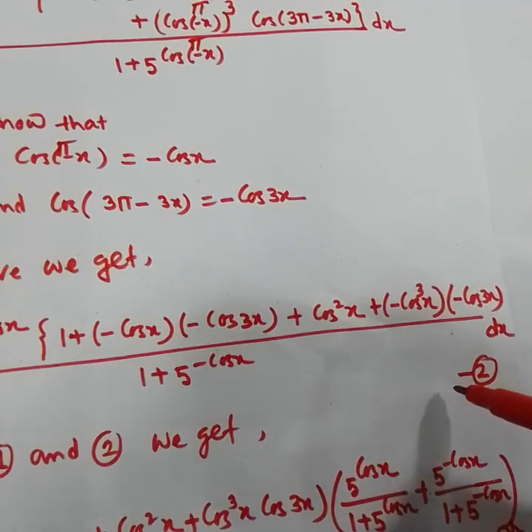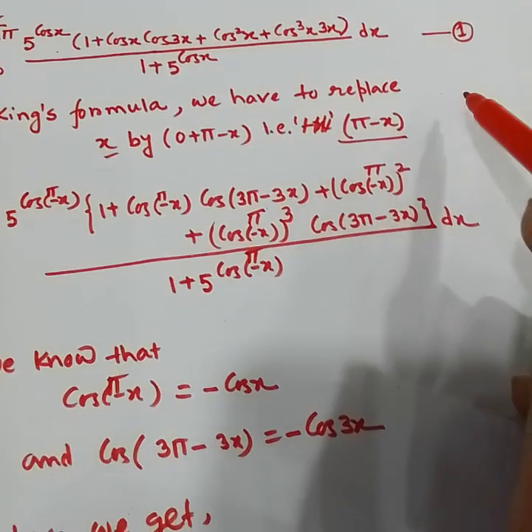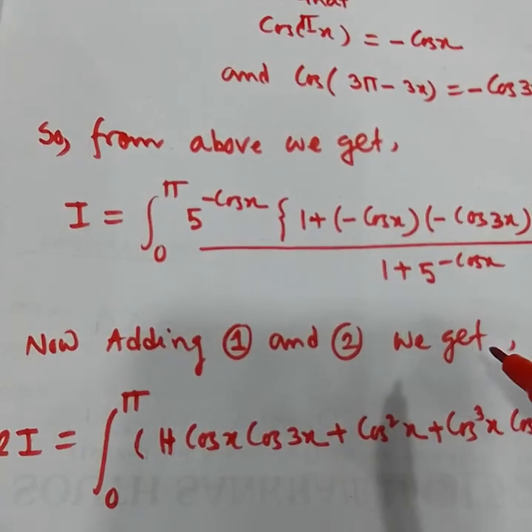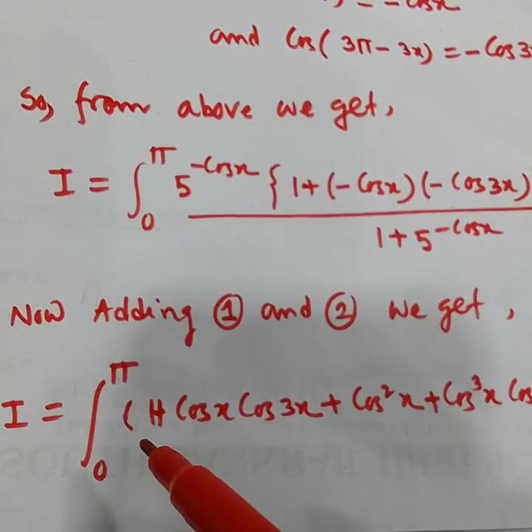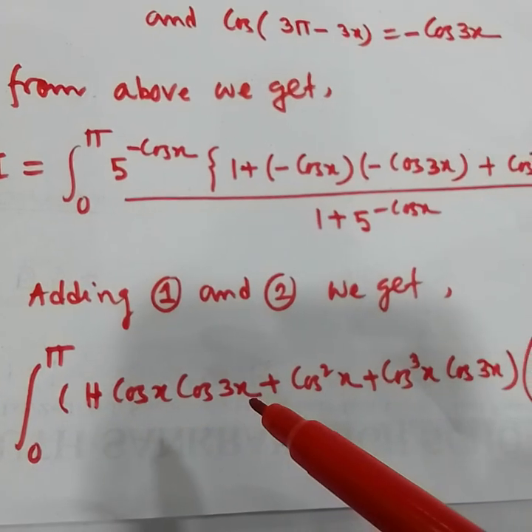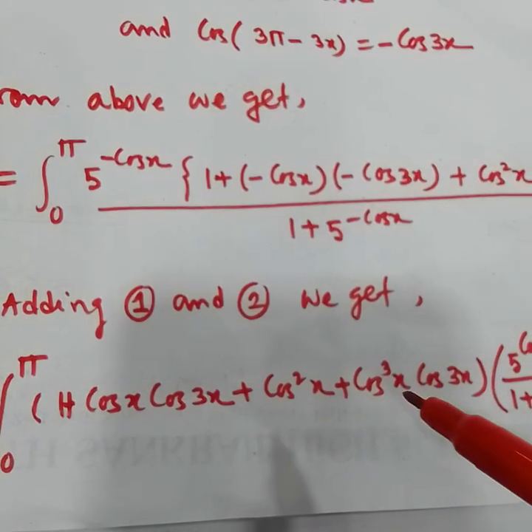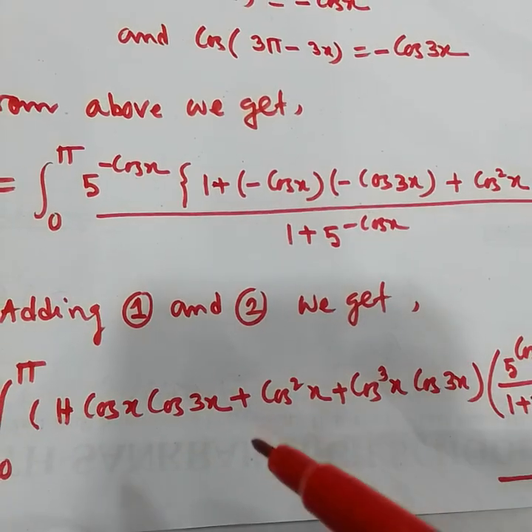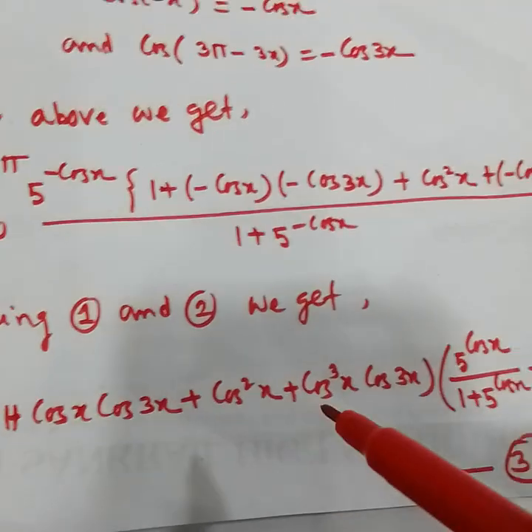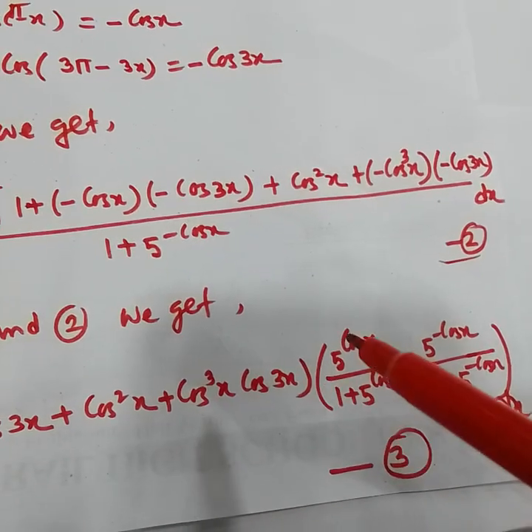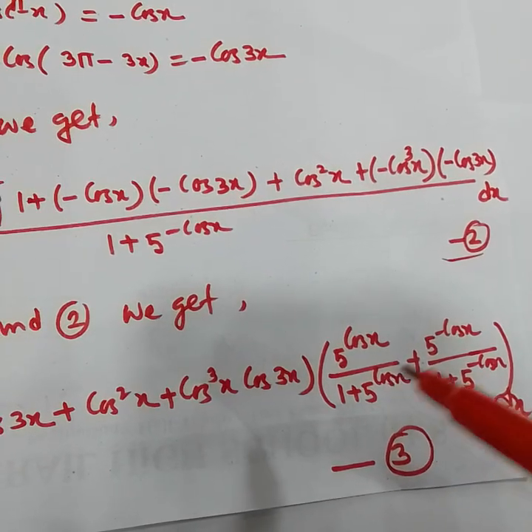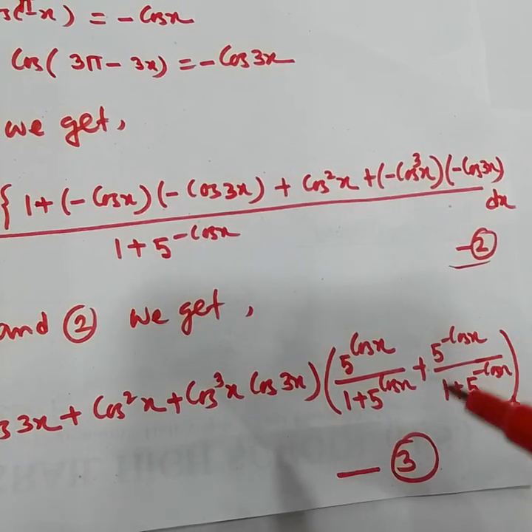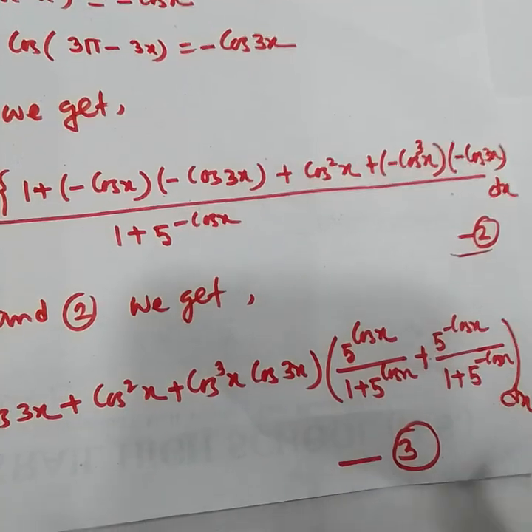Now we will add equation 2 with equation 1, and then what do we finally get? Adding equations 1 and 2, we get 2I equals the integral from 0 to pi of (1 plus cos x cos 3x plus cos square x plus cos cube x cos 3x). This term comes from both equations 1 and 2, so take this as common, and then we get the rest as 5 to the power cos x by 1 plus 5 to the power cos x plus 5 to the power minus cos x by 1 plus 5 to the power minus cos x.